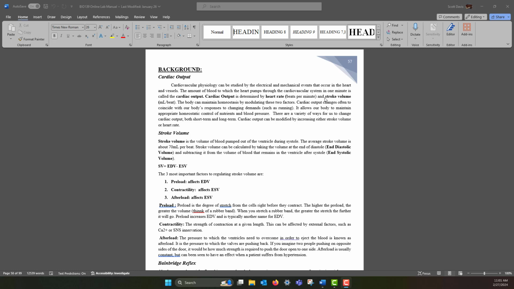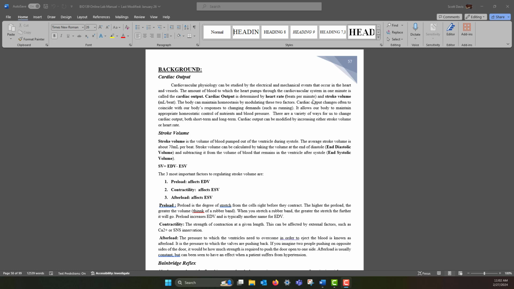And stroke volume, similar to cardiac output, but there is a little bit of a distinction. Stroke volume is the volume of blood ejected from a ventricle in 1 beat. So cardiac output, stroke volume, the difference: cardiac output, volume of blood ejected from a ventricle in 1 minute; stroke volume, volume of blood ejected from a ventricle in 1 single heartbeat.